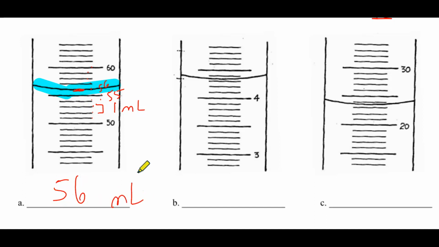So in that class, you'd say, yeah, 56 mL. But we're in science class. So since I'm sure it's on that line and I can read to the ones place value, I'm going to be specific and say it's 56.0. So remember, all of the digits you can read plus one that you're guessing. So let's try this next one.